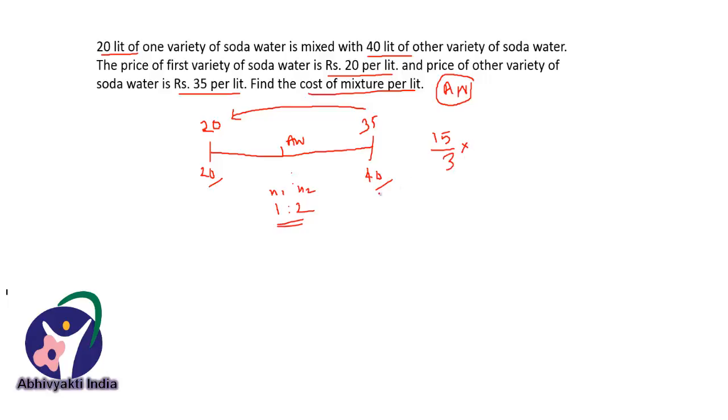Multiplied by N2. So N2 is what? It is 2, and plus A1, that is 20. So 3 ones are 3, 3 fives are 15, and 5 twos are 10. So 10 plus 20, that will be 30. So the average is what? 30. The required average is 30. So 30 rupees should be the cost of the mixture per liter.